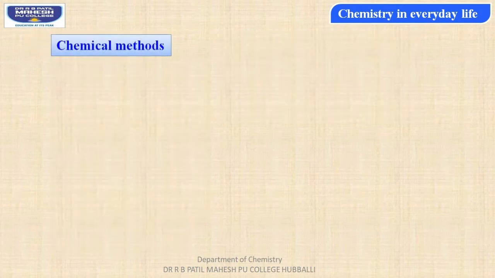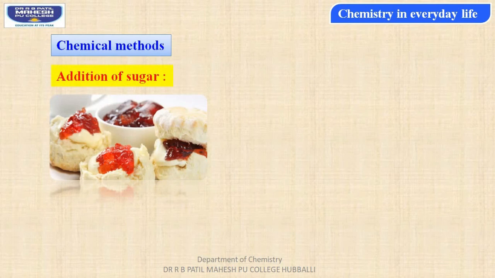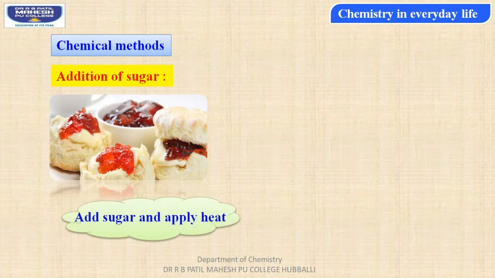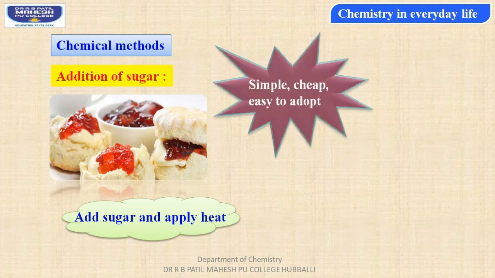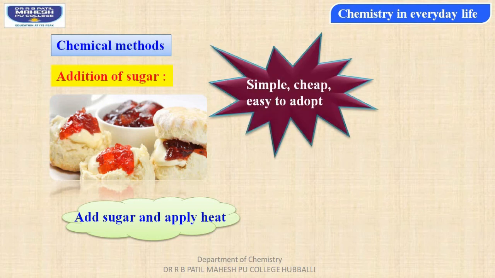Now students, let us discuss chemical methods for preservation of food. The first one is addition of sugar. Students, adding sugar and applying heat is a very simple, cost-effective, easy method which can be adopted. Addition of sugar to the food item causes a hypertonic medium. If bacteria invade this food item, then plasmolysis of the bacterial cell occurs. As a result, the food item can be preserved for a longer duration.